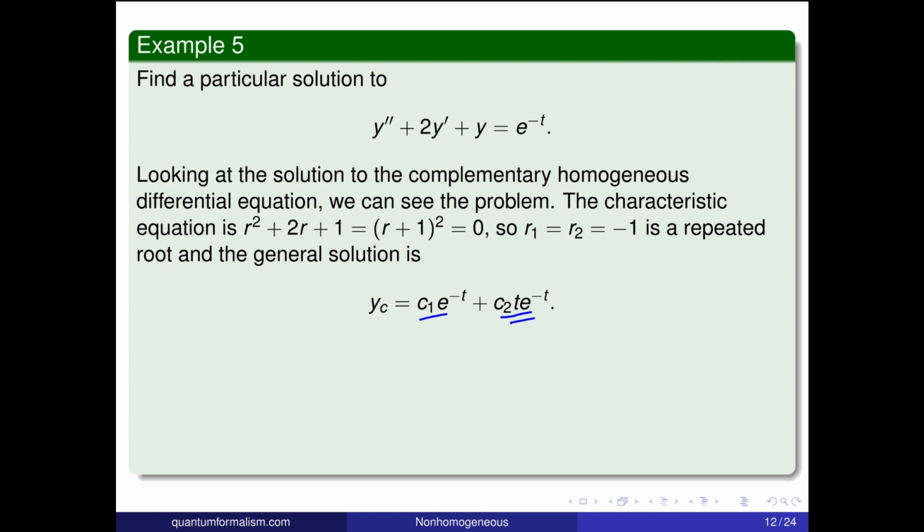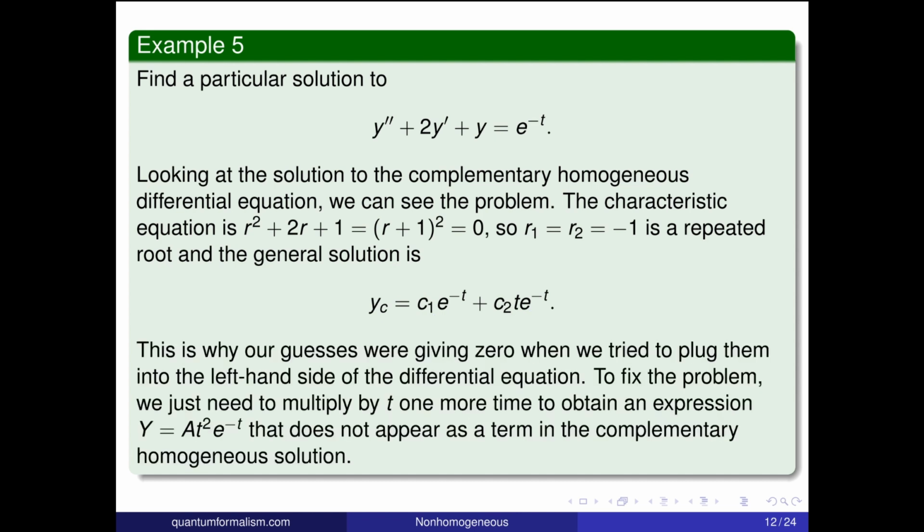And the way to fix this is we just didn't go far enough. We just have to multiply by t one more time, and then we're good. So if we take a t squared e to the minus t as our guess, then this will actually work. Yeah, so that's the general way to solve this problem. If you are guessing things that appear as part of the complementary homogeneous solution, you just have to multiply by t enough times until those terms are no longer part of the general homogeneous solution.